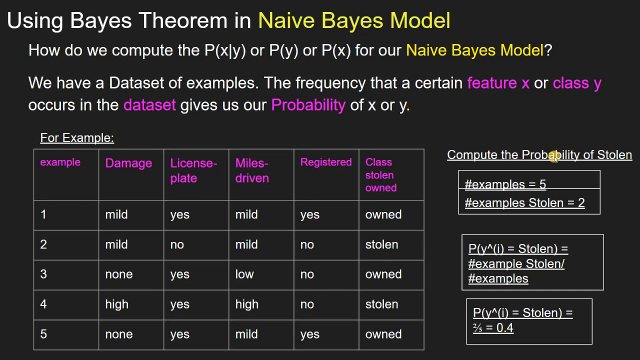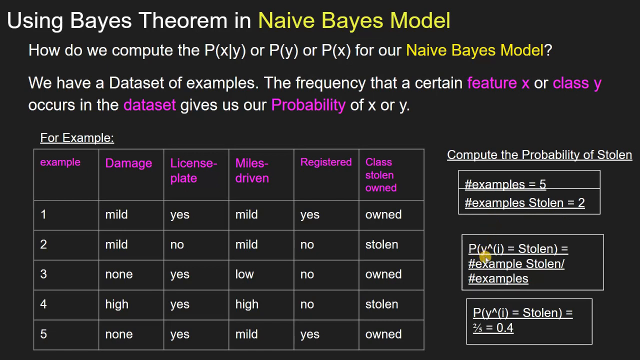So let's say we want to compute the probability of y equaling stolen, or the other class being stolen, right? So that's computing the probability of y here. What we would do is take the total number of examples in the data set, which is 5, right? This is our data set. We have 5 examples. And we would take the total number of examples where the class is equal to stolen, and that's example 2 and example 4. So we have 2 examples where the class is equal to stolen.